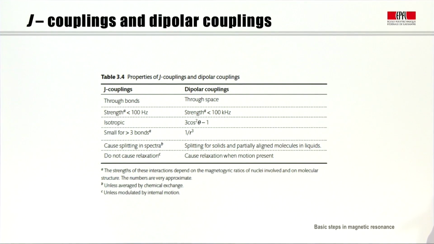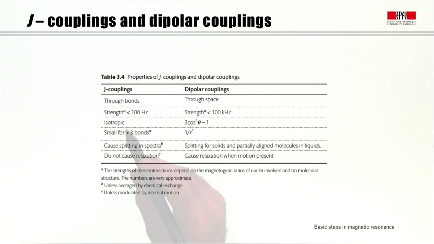Now let's recapitulate together with Peter Hore what is to be said about J-couplings and dipolar couplings. First of all, J-couplings require bonds. They are mediated by electrons. If there are no bonds, there are no J-couplings, whereas dipolar couplings go directly through space and therefore can be intermolecular, for example, whereas these can only be intramolecular. J-couplings are weak, typically on the order of 100 Hertz or something like that. Of course, there are some exceptions, but that's an order of magnitude. And dipolar couplings tend to be much larger. It depends on the gamma of the nuclei, but 100 kilohertz is a good number.